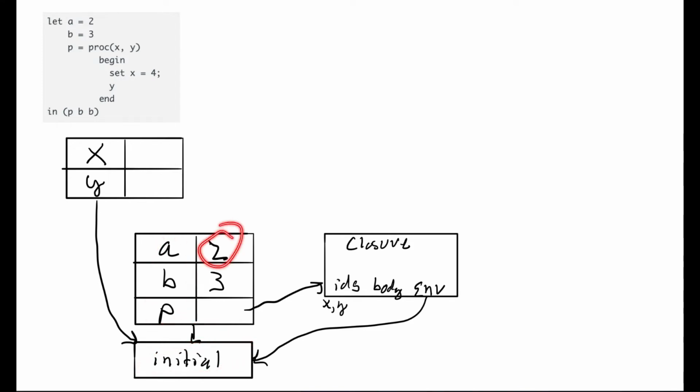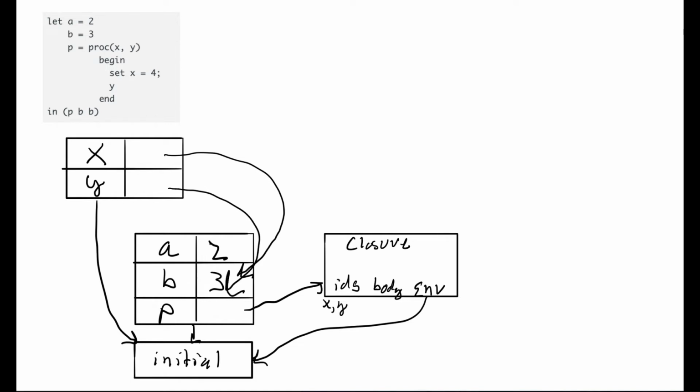A is going to be equal to 2, B is going to be equal to 3, and P is going to be a closure that captures this initial environment. Then when we call P down here, we're going to extend the environment that the closure captures with the names x and y, because those are the formal parameters. And now we're going to pass in b as both of the parameters. So what that means is x becomes a reference to that, and y becomes a reference to the same box.